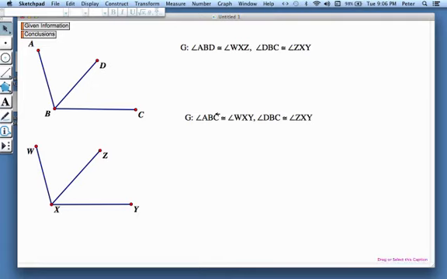Also, if you were given that the large angle ABC was congruent to the large angle WXY and the smaller parts DBC were congruent to the smaller part ZXY, what conclusion could you draw there? Now pause the video and come up with a conclusion for each one of the given statements.